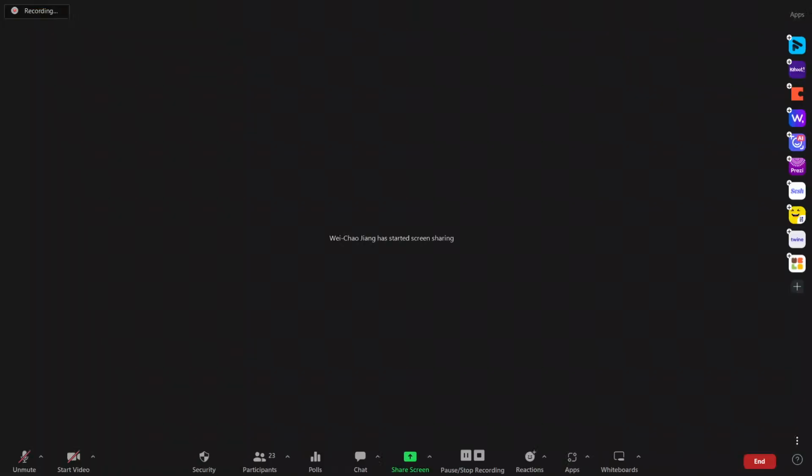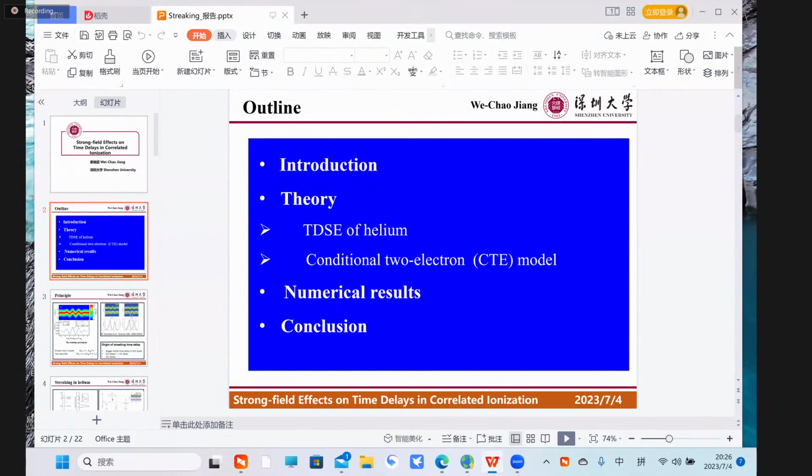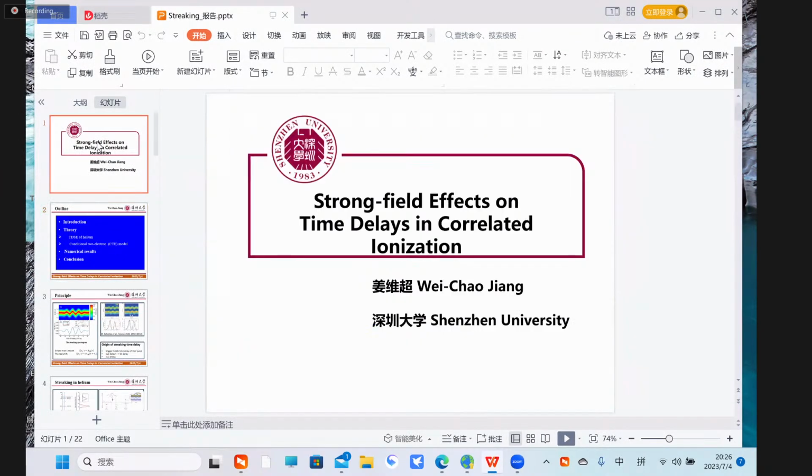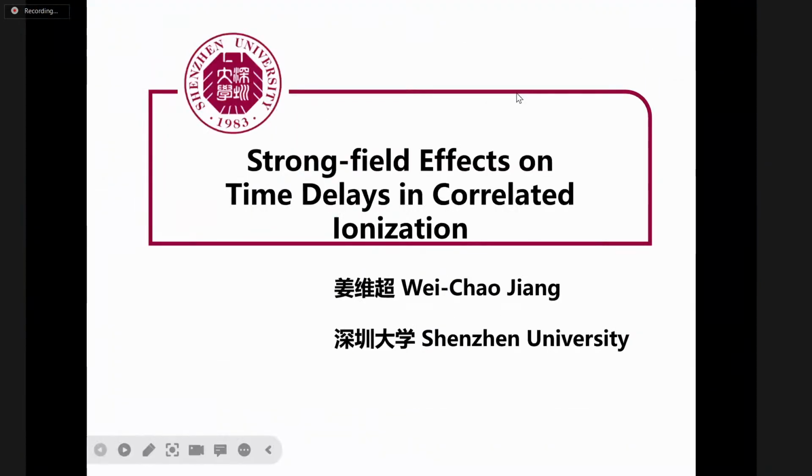Okay. Then we move on to our next speaker and talk. This will be given by Weichao Liang from the College of Physics and Optoelectronic Engineering in Shenzhen University in China. And the title, maybe have you shared already? It works. Yes. If the title has not changed, okay, here it is. Strong field effects on time delays in correlated ionization. Looking much forward to your talk.